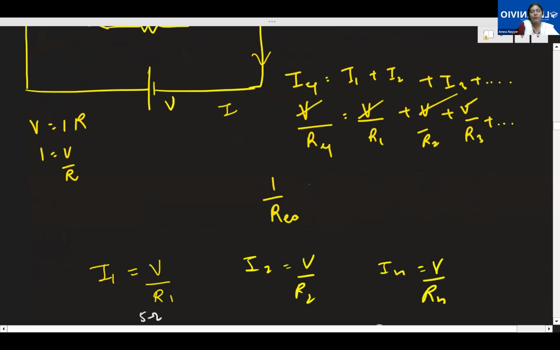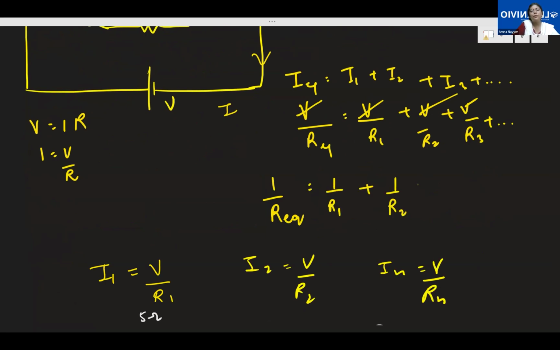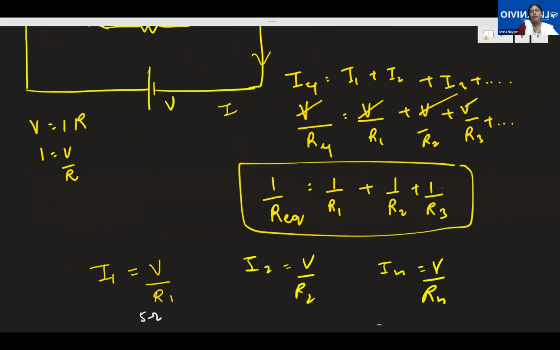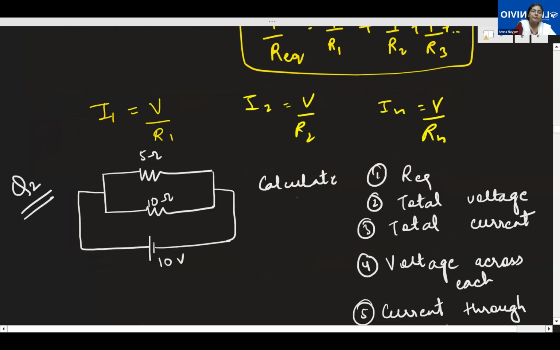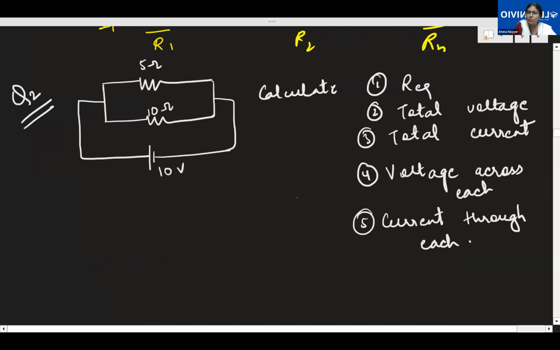1 by R equivalent is 1 by R1 plus 1 by R2 and so on. Yes, reciprocal addition. You just have to add them reciprocally. Like this, for individual currents, you calculate voltage by resistance, and to calculate the net total current, use R equivalent. The rest of the things are the same. Use the formula for voltage.